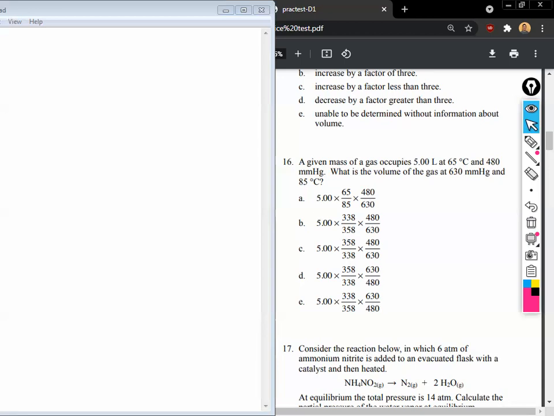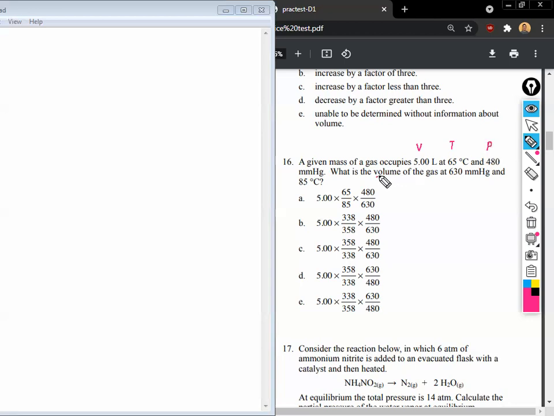Alrighty guys, so let's start going over this problem. If you're finishing up on your own, feel free to finish up. In this problem, let's figure out the numbers that were given, and then we will see what equation we need to use. It says a given mass of gas occupies 5 liters, so we have volume. 65 degrees Celsius, so we have temperature. 480 millimeters of mercury looks like pressure.